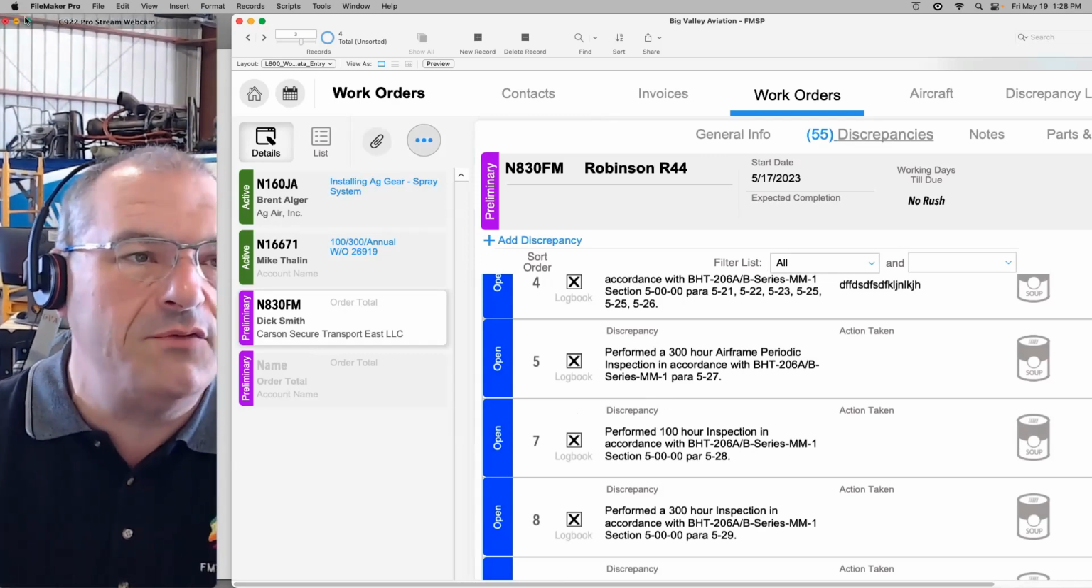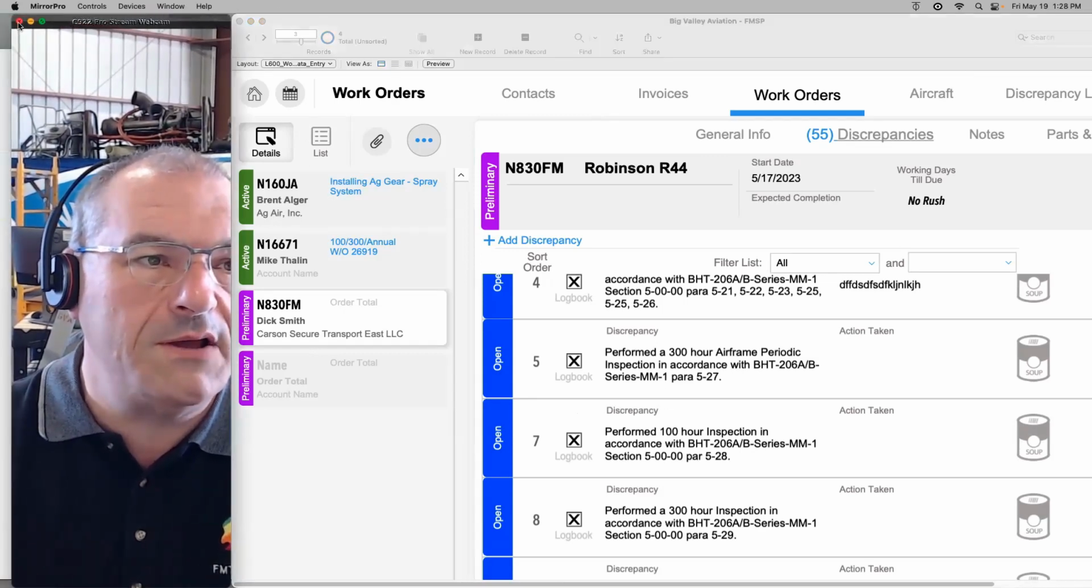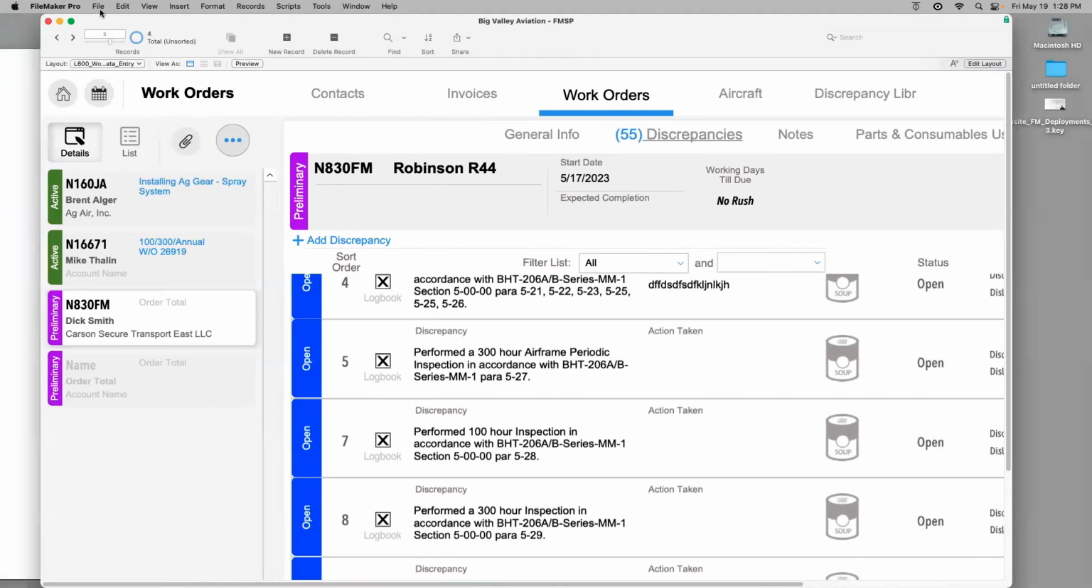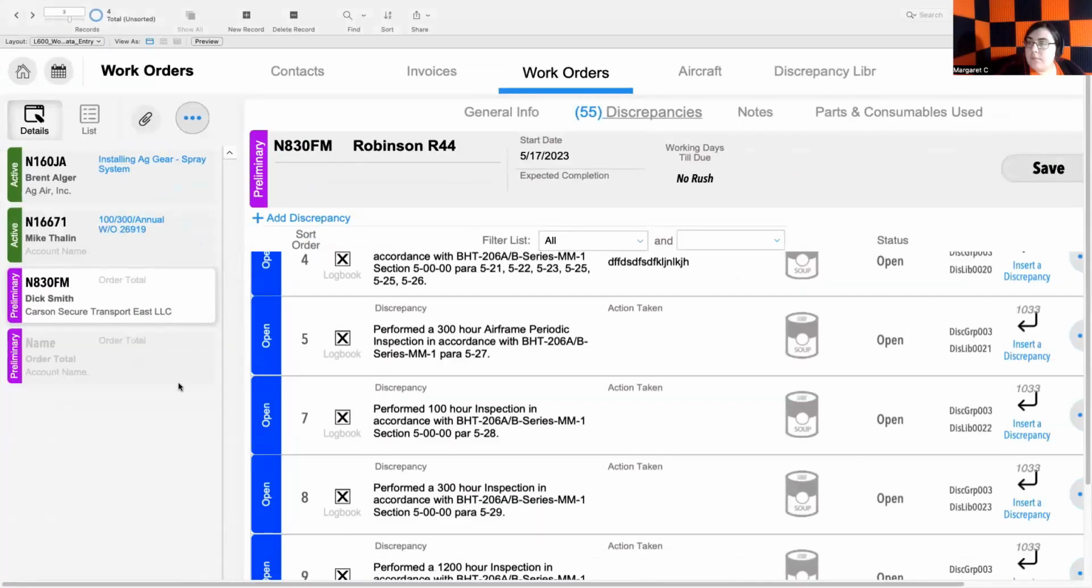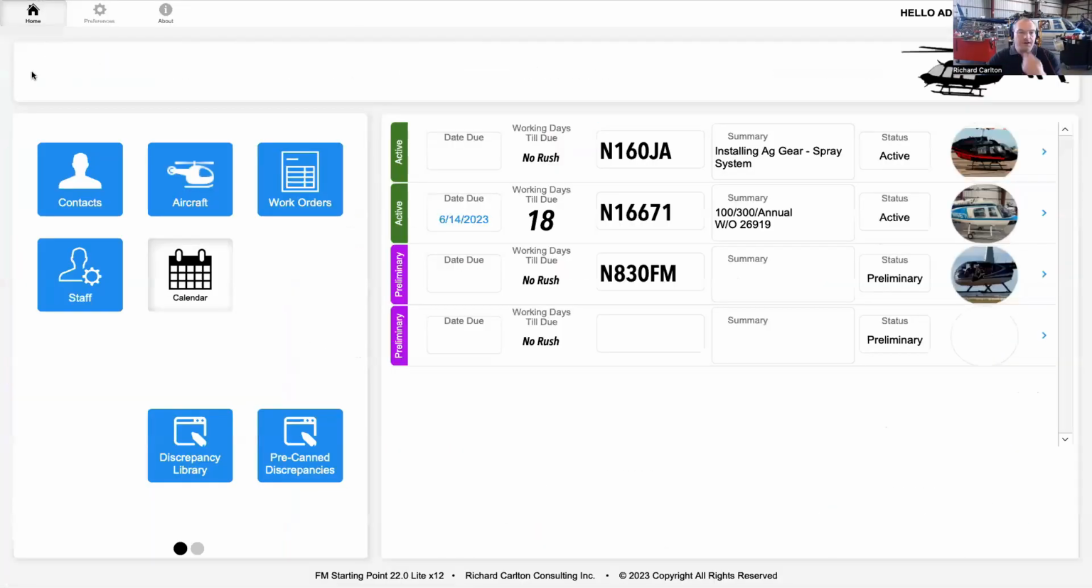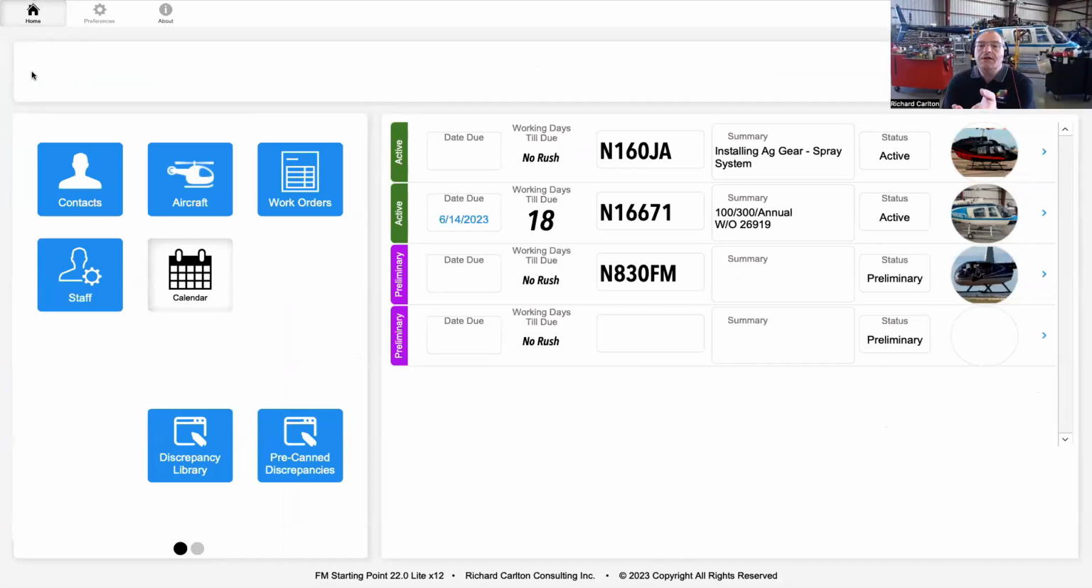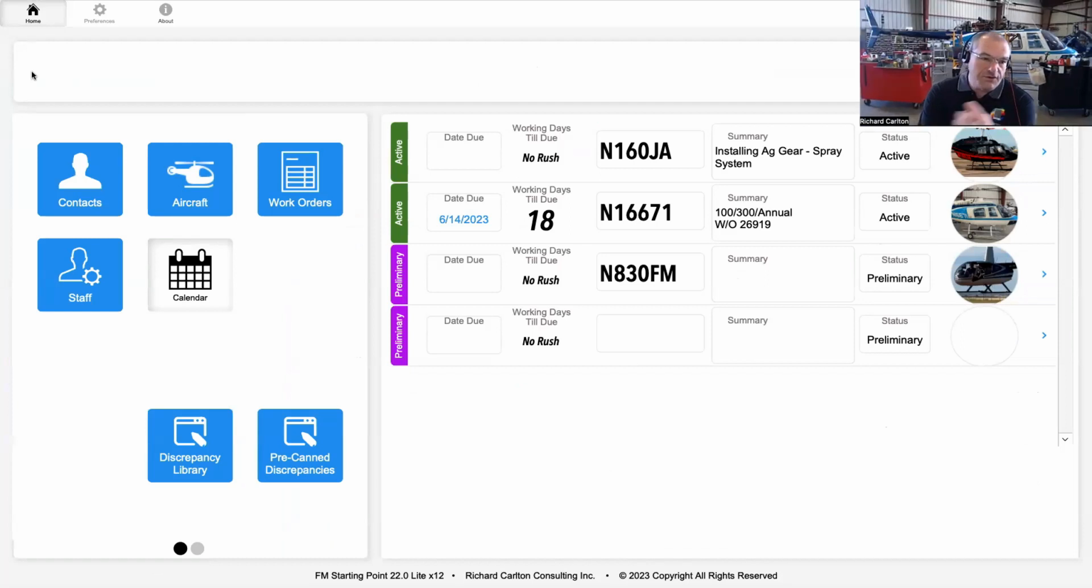So let me dive through this. Margaret, if you want to move me around a little bit, I'm going to close my on-screen deal here. I'm going to go to full screen over here. So you guys will recognize this, and I've zoomed in on it a little bit, but this is essentially the FM Starting Point 23 Lite. And it's kind of an X2 one.